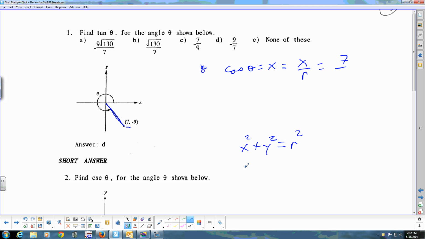There's your x value, there's your y value. 7 squared plus negative 9 squared is your radius squared. Solve for your radius, fill in that radius, and there you go. You got your cosine. Okay?